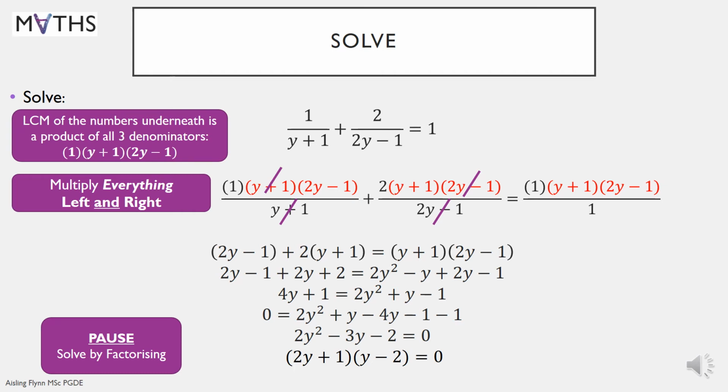So the factors are 2y plus 1 by y minus 2. To solve, we put each factor separately equal to 0. 2y plus 1 equals 0. Take 1 from both sides. We get 2y equals minus 1. Divide both sides by 2. We get y equals minus a half, or minus 1 over 2. With the other factor, y minus 2 equals 0, we add 2 to both sides and we get y equals 2. So there we have two answers for y for our quadratic equation.